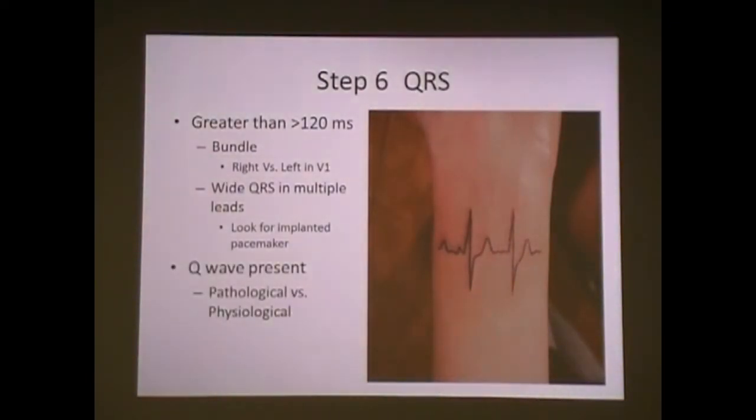Okay, QRS, is there a Q wave present, and is it pathological or physiological? What is the definition of pathological? As far as the amplitude, your depth needs to be 25% to a third of what your QRS is. And then as far as the width, we're looking for wide. So let's say 120? 40 milliseconds. 40 milliseconds is the number.